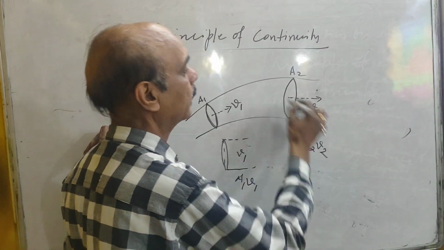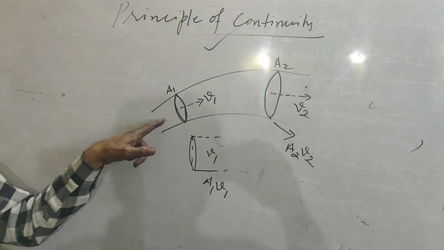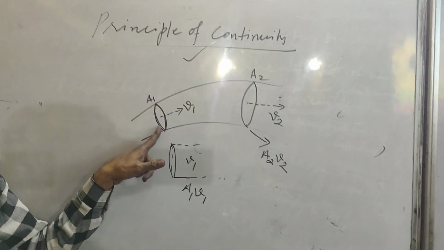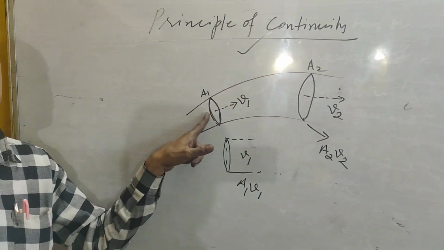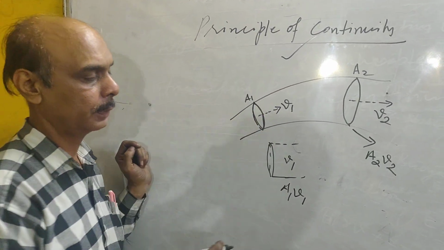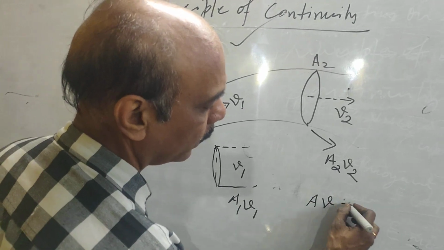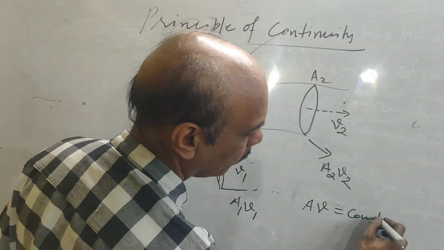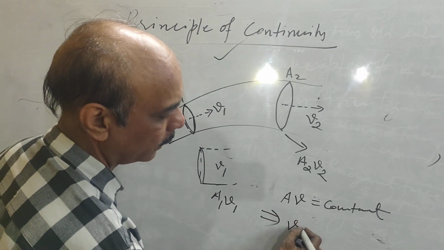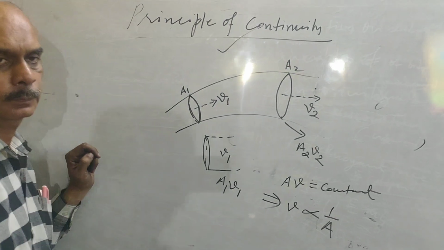A2 V2. So according to this principle, at every transverse cross section of the tube, the product of cross-sectional area and velocity of the flow of the liquid is constant. So what can we write? AV is always constant, or from here we conclude that V is inversely proportional to cross-sectional area. Okay.